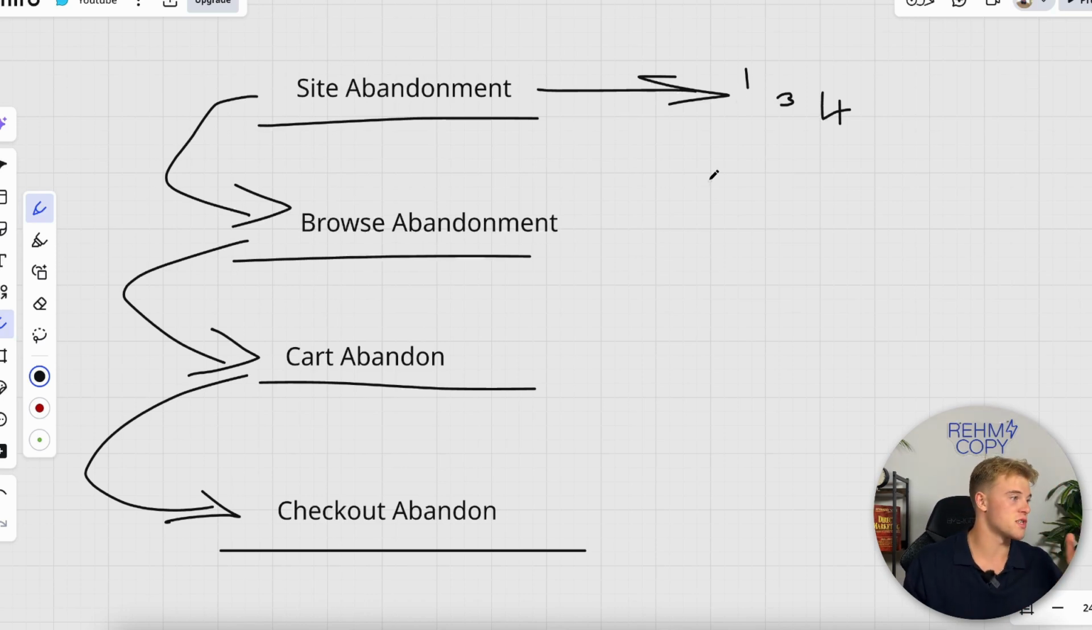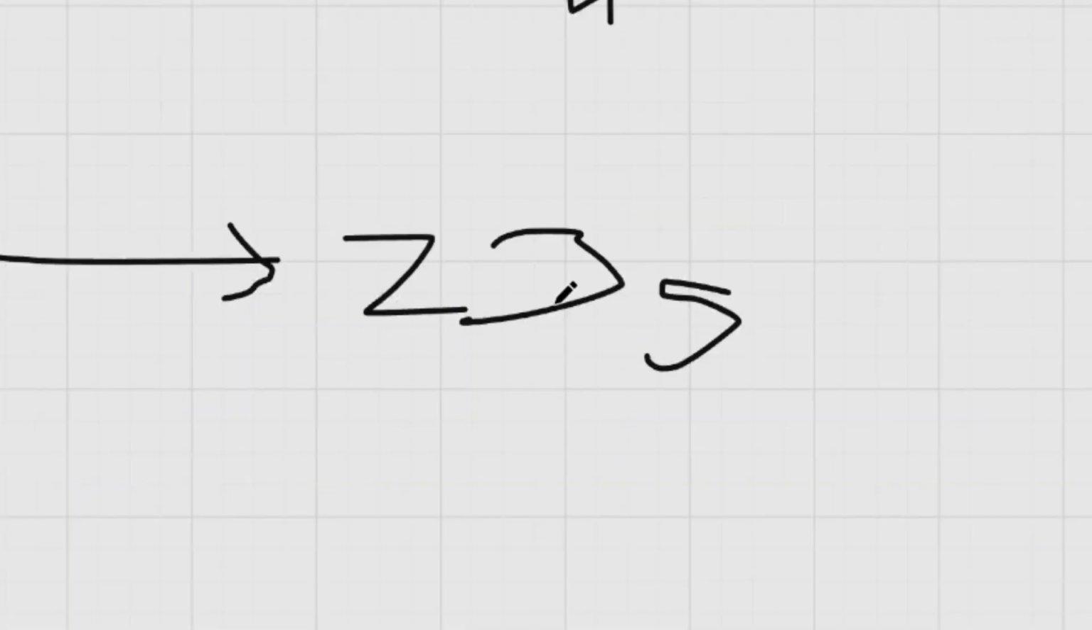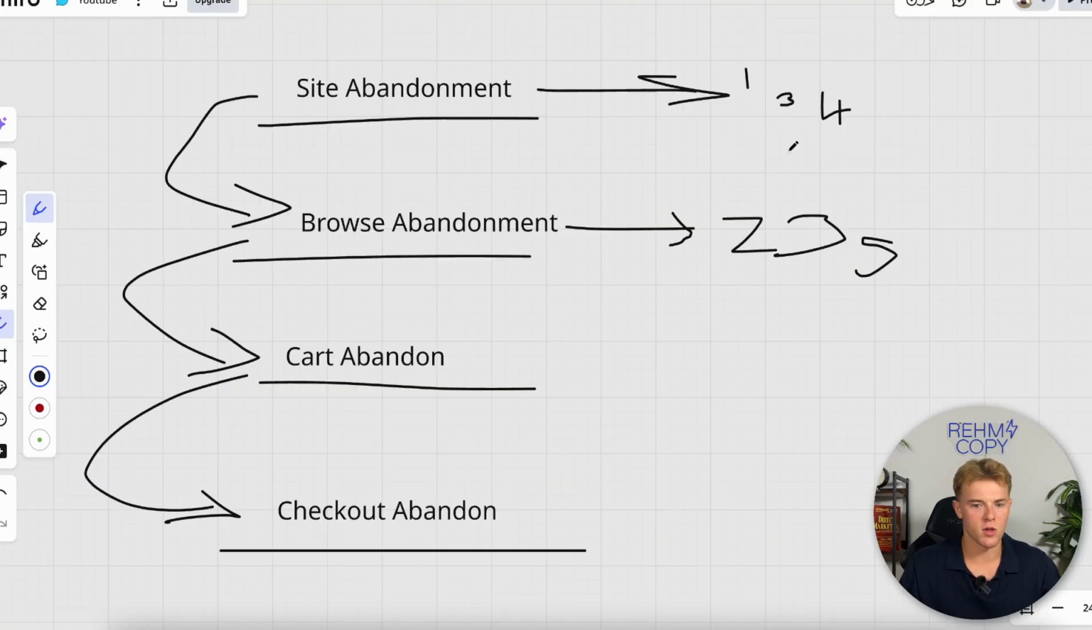Now the objections that someone might have at the browse abandonment level for your company specifically might be like 2, 3, and 5. Ignore how bad those numbers are. They're a little bit similar, like the 3 is similar, but they're different, right? They're different objections that we have to talk to.